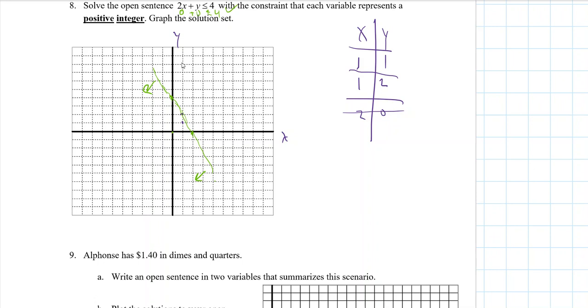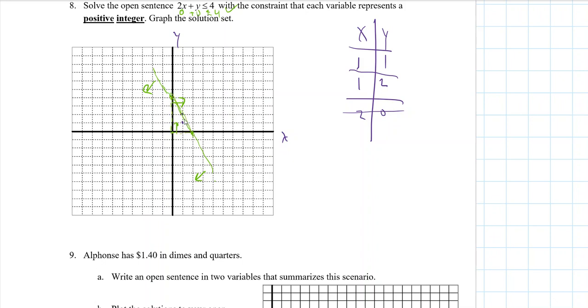So if we were looking at the entire coordinate plane, it would be all these points over here, right? But it's not a coordinate plane. It's only the positive integers. So that means it can't be on this axis. It can't be on this axis. It has to be to the right and above, and then inside. So it has to be inside this triangle. And these are dashed, I guess, because it can't be 0. So these would be dashed, and this would be solid.